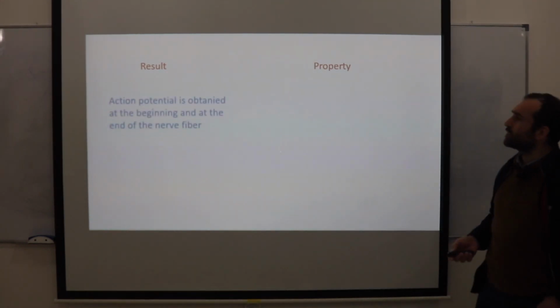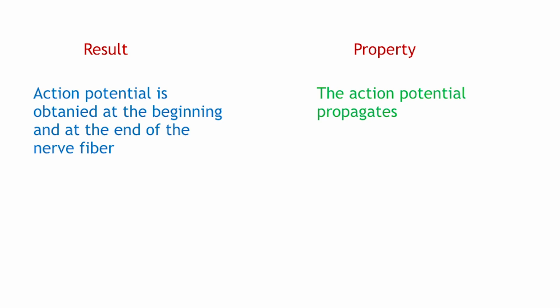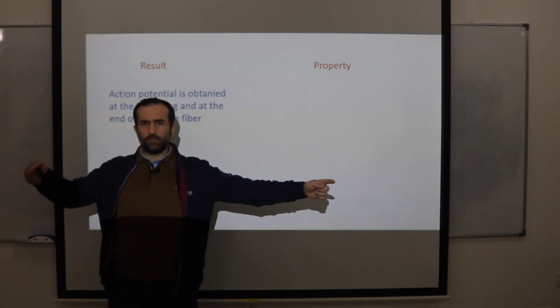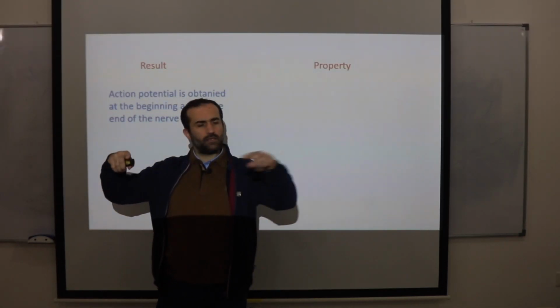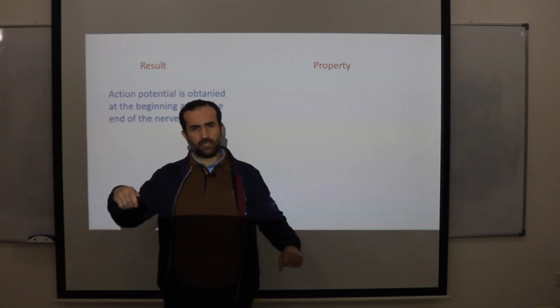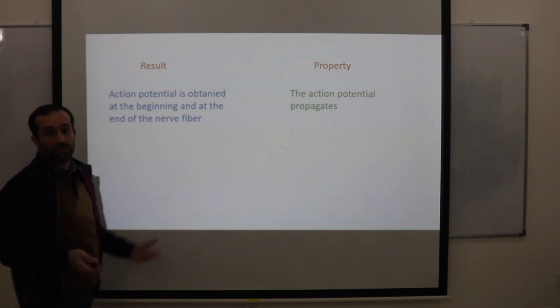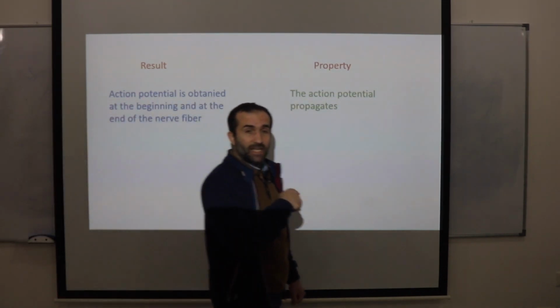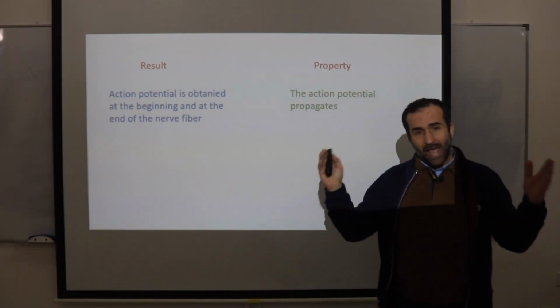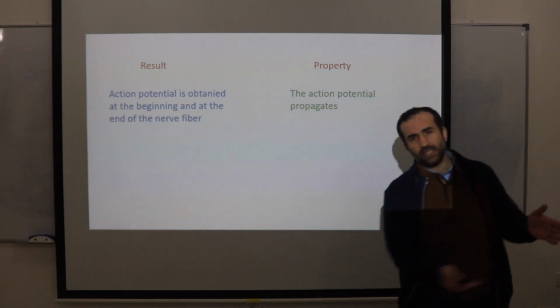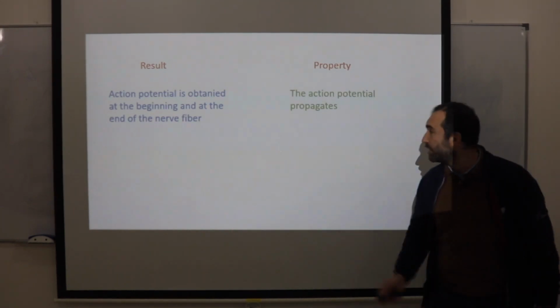The first result: the action potential is obtained at the beginning and at the end of the nerve fiber. What does it mean? It means that the action potential obtained at the beginning can pass to the end. So the action potential propagates. This is the first property that we can take from this experiment. Action potential can propagate within the nerve fiber.